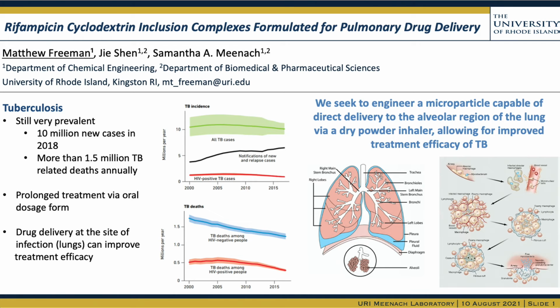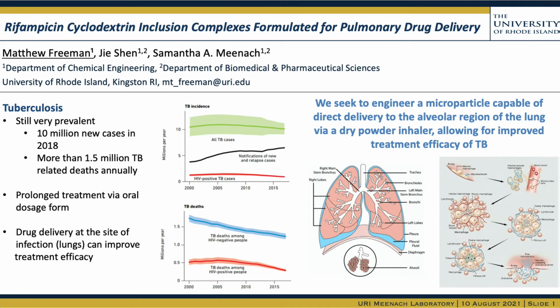I'm Matt Freeman from the University of Rhode Island, and today I will be giving a brief presentation on a project titled Rifampicin Cyclodextrin Inclusion Complexes Formulated for Pulmonary Drug Delivery, specifically for the treatment of tuberculosis. Tuberculosis is still extremely prevalent today, with 10 million new cases reported annually and more than 1.5 million tuberculosis-related deaths.